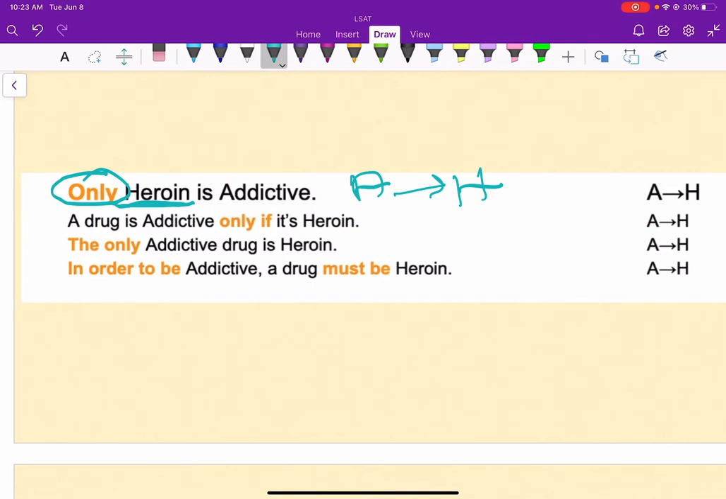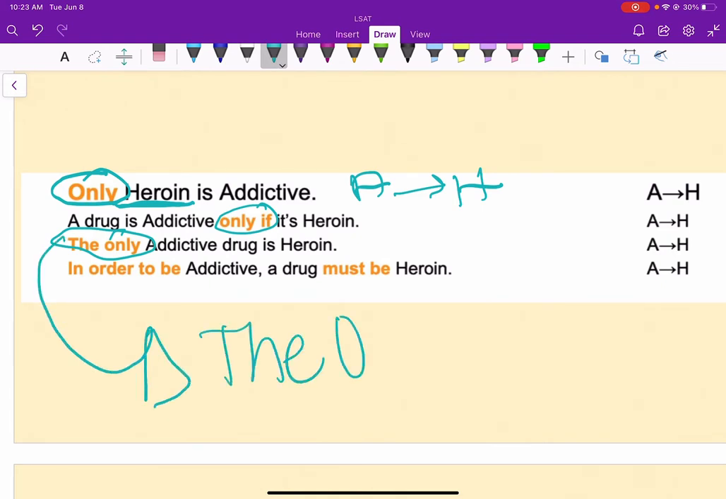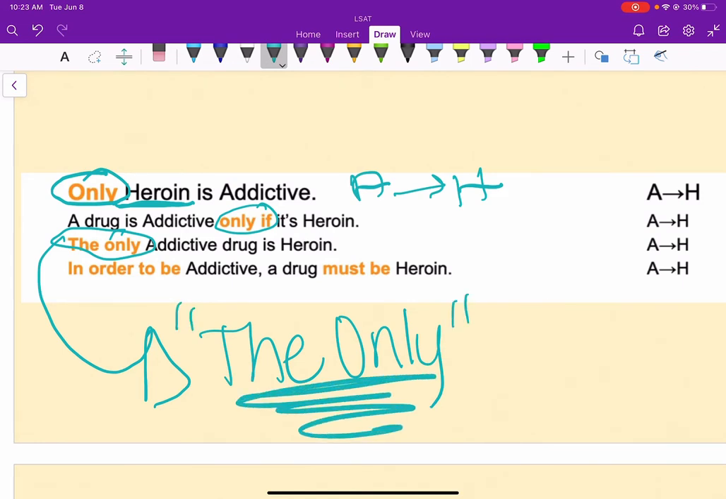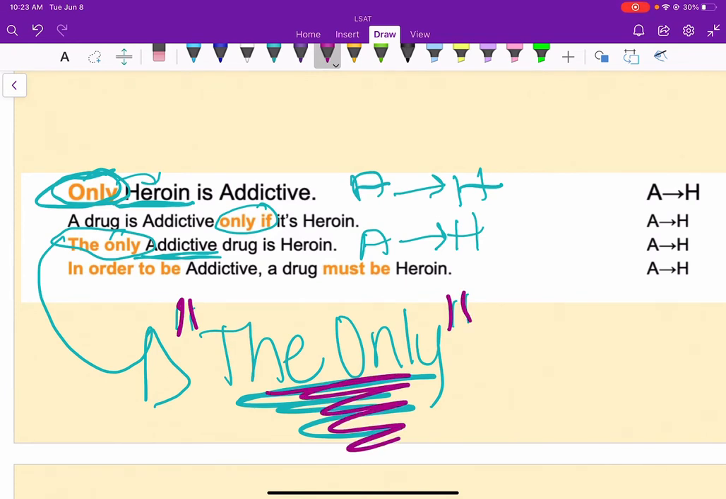And other ways that we can get there is the only. Just to make a note on the only real quick, we'll talk about this later either. The only is the only time that only introduces a sufficient condition. We'll talk more about what that means later, but here you can see the only addictive drug is heroin. So the only here is going to introduce sufficient. So if you are addictive, then you must be heroin, where typically, if we notice, only introduces the necessary. But I like to remember it as the only is the only time that only introduces sufficient.